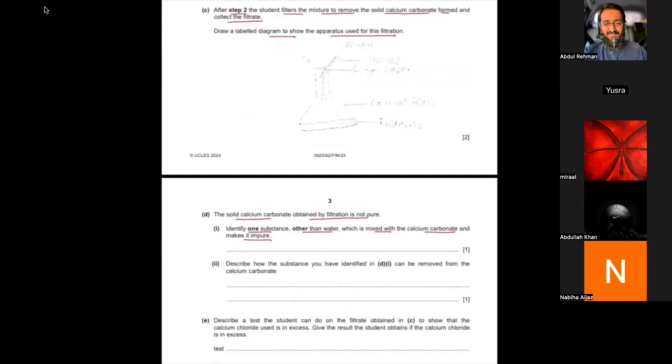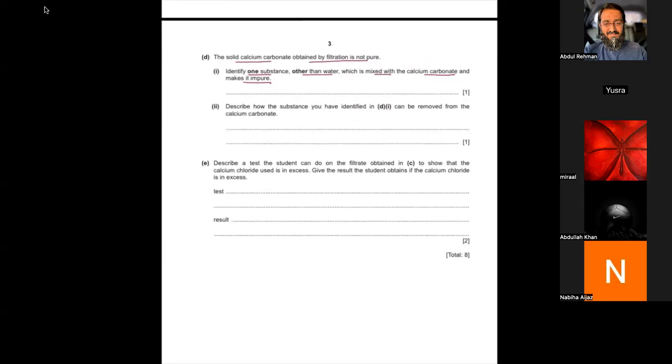So whenever they ask why it is impure and what other thing is present, do remember that when two products are formed, it might be due to the other product which is formed. So over here, I'm going to answer it as sodium chloride. Is this clear?